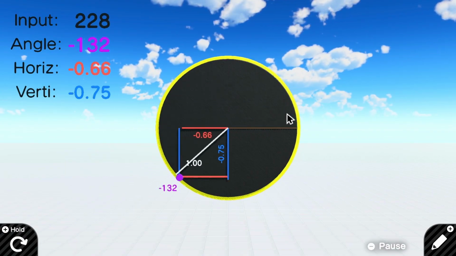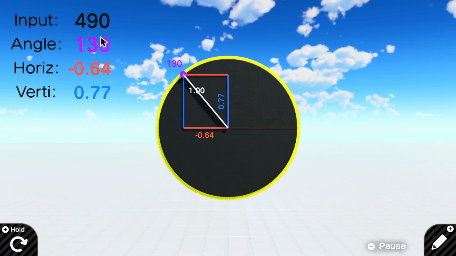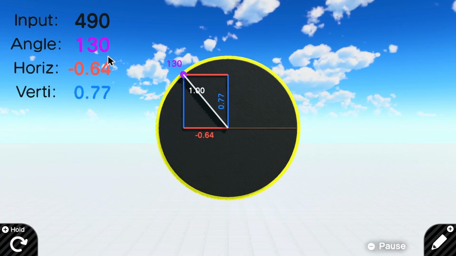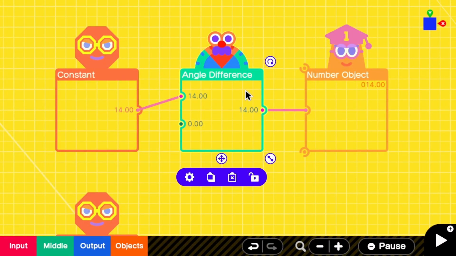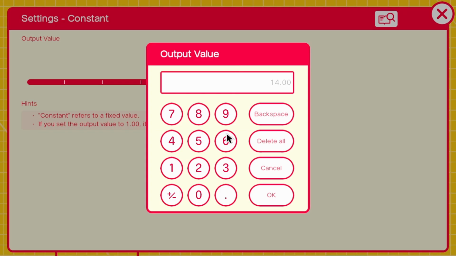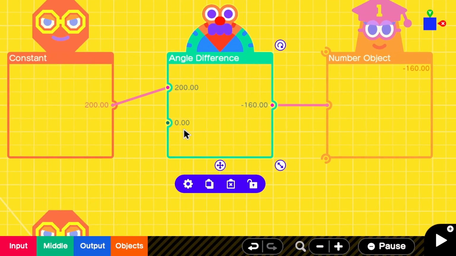So what if we have an input like, say, 490 and we want to figure out what this standardized angle is for whatever reason? Well, that's where the angle difference nodon comes in. What the angle difference nodon does is it converts any angle addition or subtraction that happens at its inputs and outputs the equivalent value in the standard range from negative 180 to 180. For example, here we just put a 14, that just comes out as 14 normally, but if I put something like 200, 200 is over 180, so it is basically the same as negative 160 here.